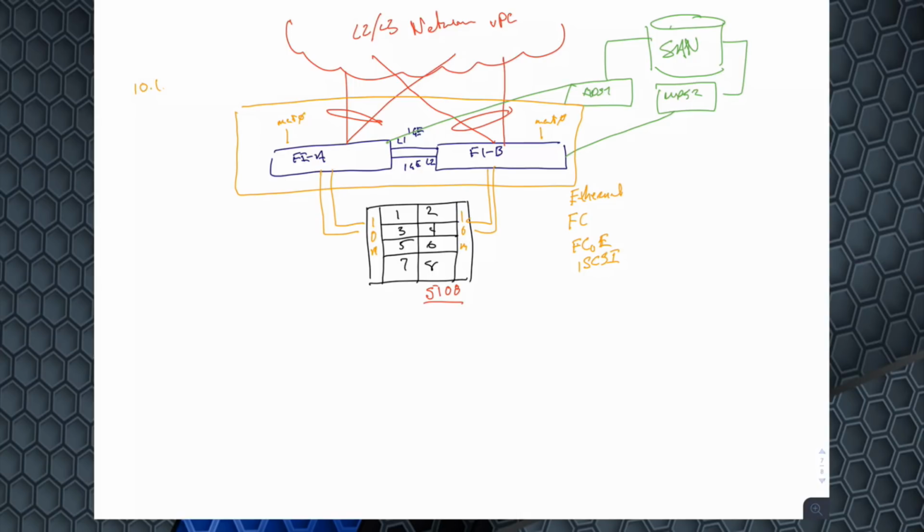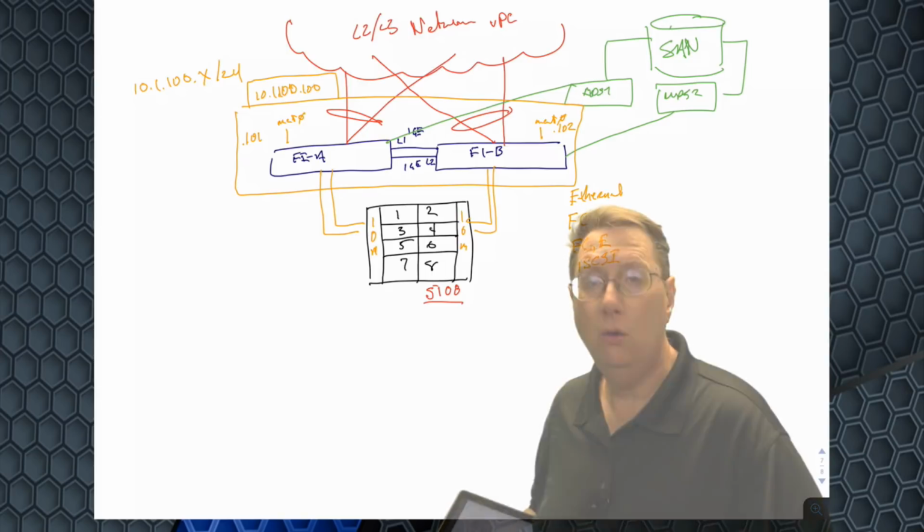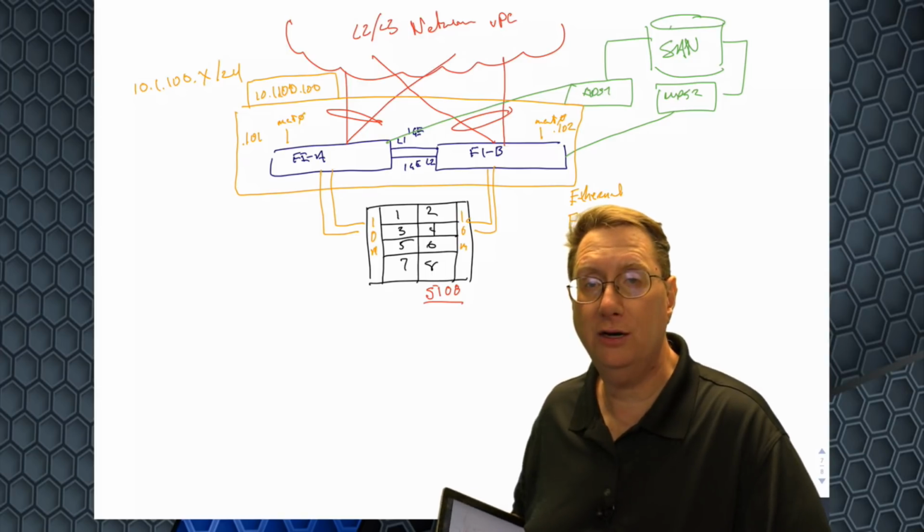Let's just say it's 10.1.100.x/24, where this fabric interconnect has an address of 101. This one has an address of 102. However, between the two of them, they have a cluster IP address that would be 10.1.100.100. Now, interestingly enough, this IP address is actually going to reside on one of these two fabric interconnects.